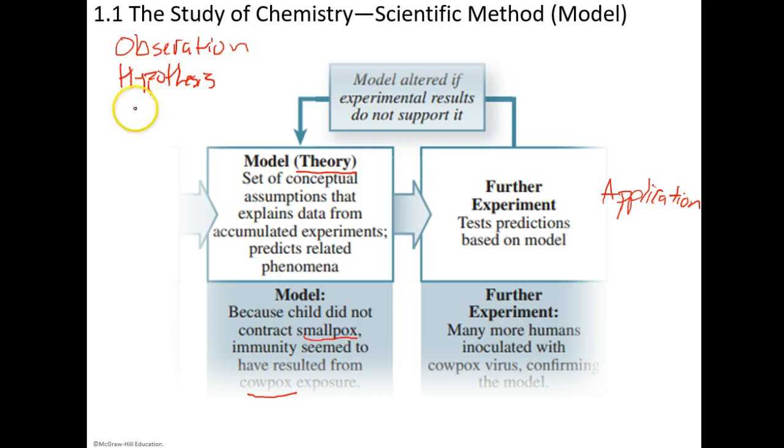Hypothesis. Then you have experiments, all right? And if your experiment does not support your hypothesis, you have to go back and redo your hypothesis. Finally, if your experiment does, you have a theory, all right? And then you do further experiments or an application. Further experiments, and then maybe you have an application for it. Obviously, the application here is to vaccinate people so that they do not get smallpox. Okay, so this is kind of the scientific method.